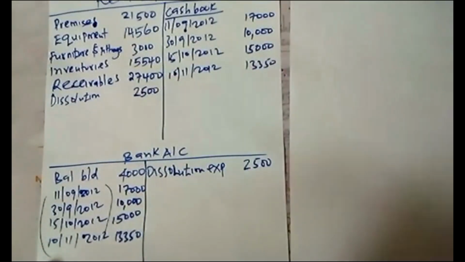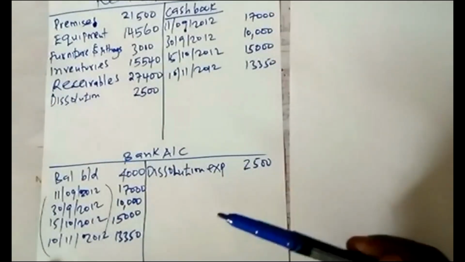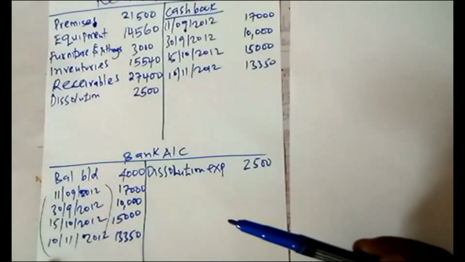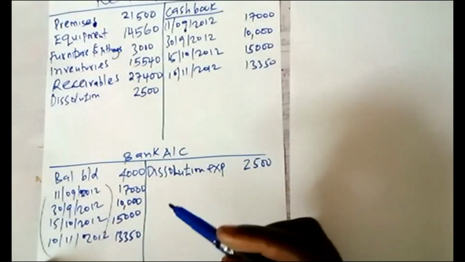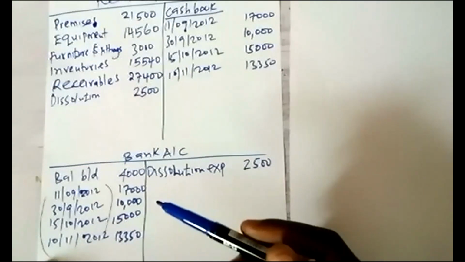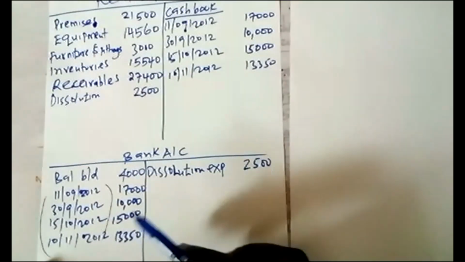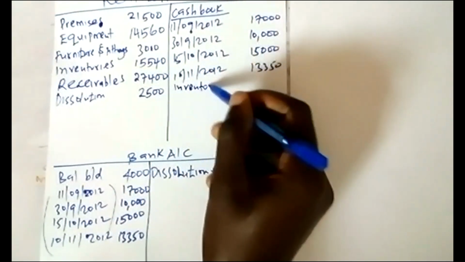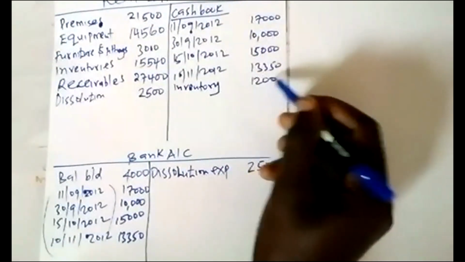Then after all of the realizations, remember this one was from the realizations concerning 11 September, 30th September, 15 October, and 10 November. So after that, remember that out of the realization right now, concerning inventory that was taken over, we have to record inventory again. So there was inventory which was taken over here of 1,200.